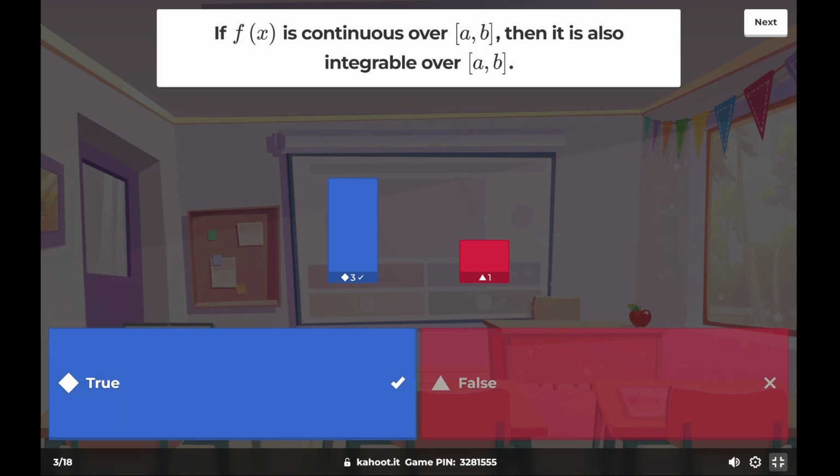Yes, for this one, continuity implies integrability, because continuous functions definitely have an area under the curve. And as in the slideshow, we talked about that integrability does not necessarily imply continuity, because some functions with jump discontinuities can also have an area under the curve. Let's go to the next one.